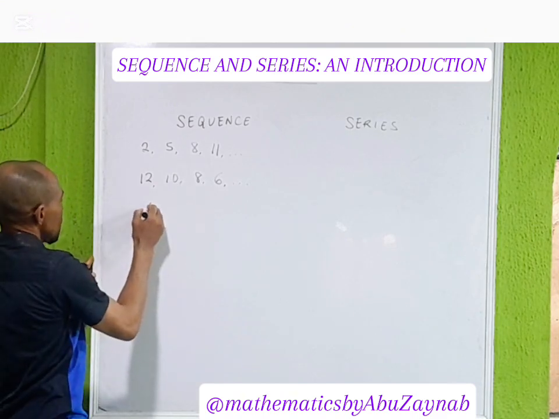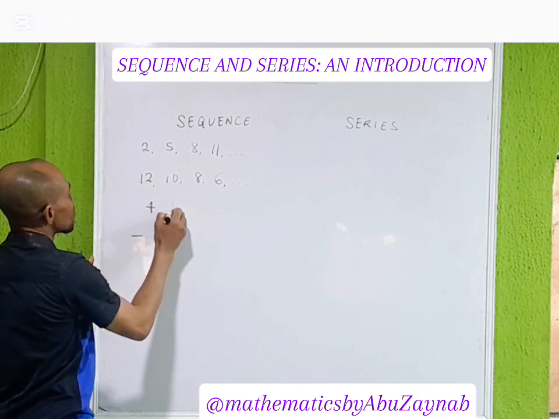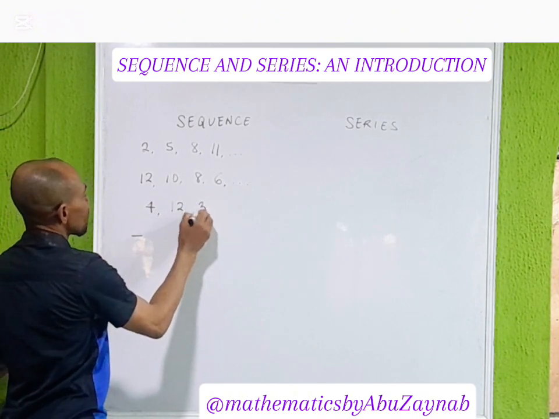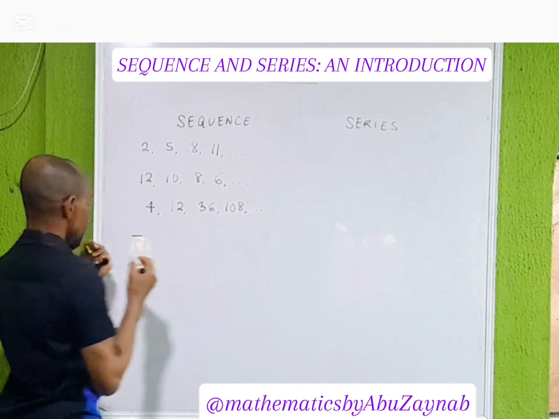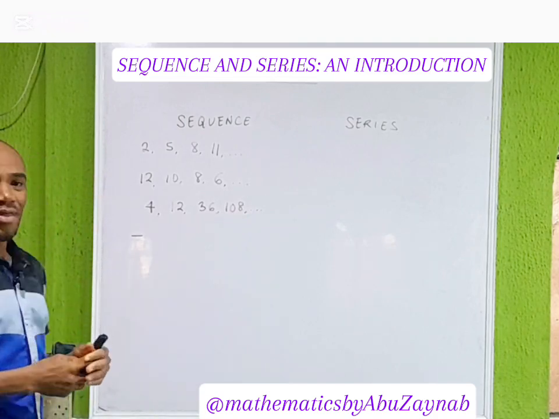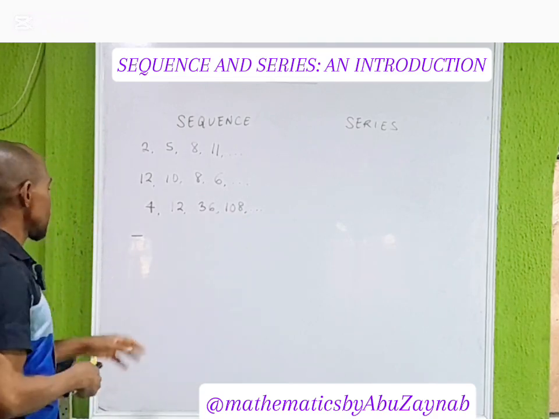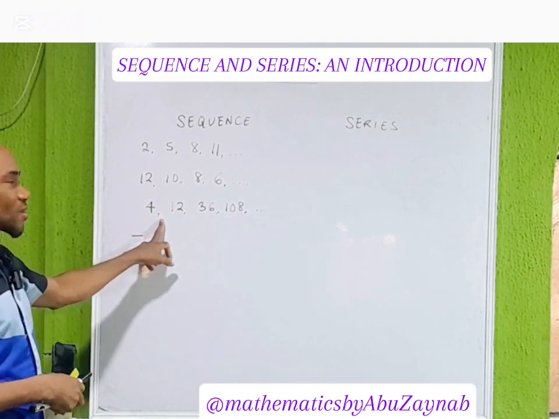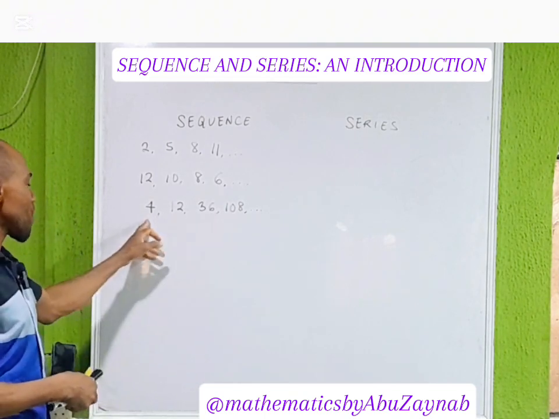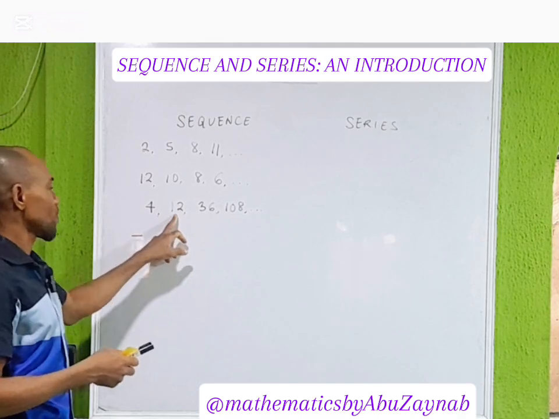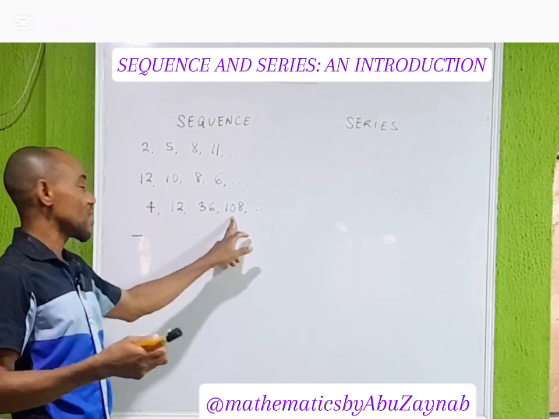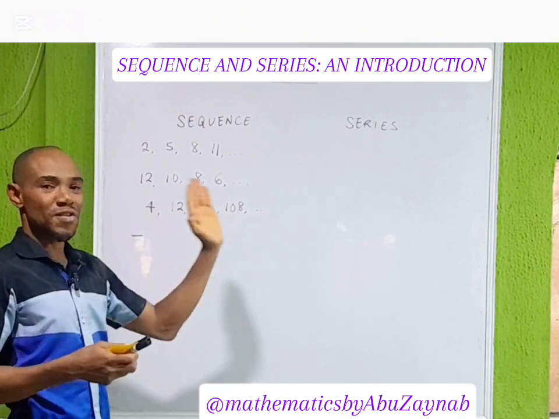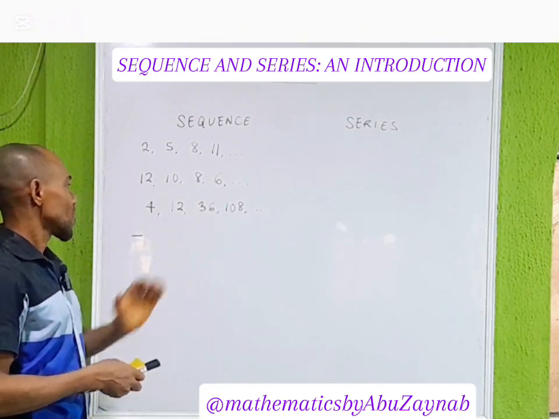We could have, say, 4, 12, 36, 108. In this case, there's also a constant pattern, and that pattern is times 3. 4 times 3 is 12, times 3 is 36, times 3 is 108. So that means the constant pattern here is multiplying by 3, and so on and so forth.